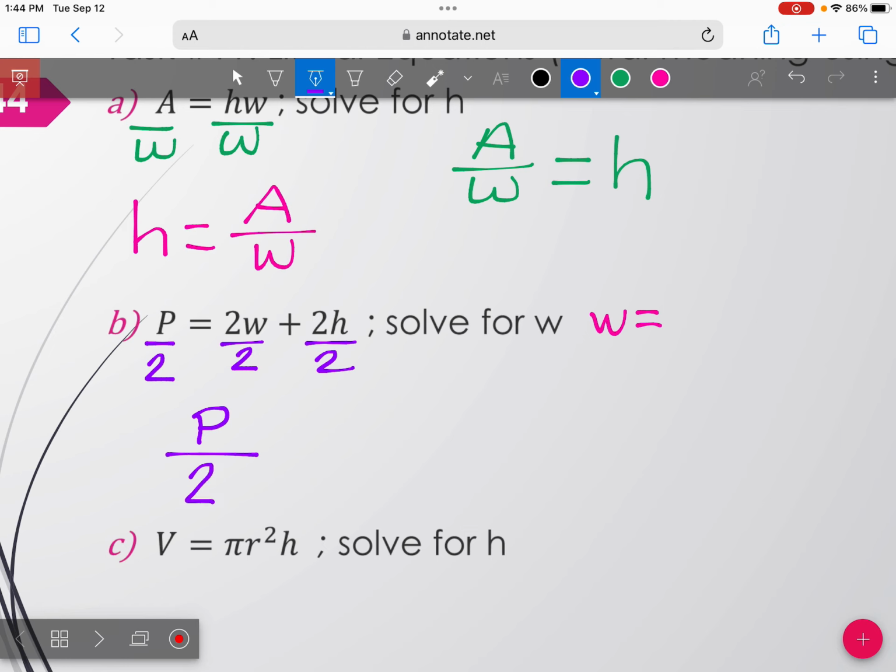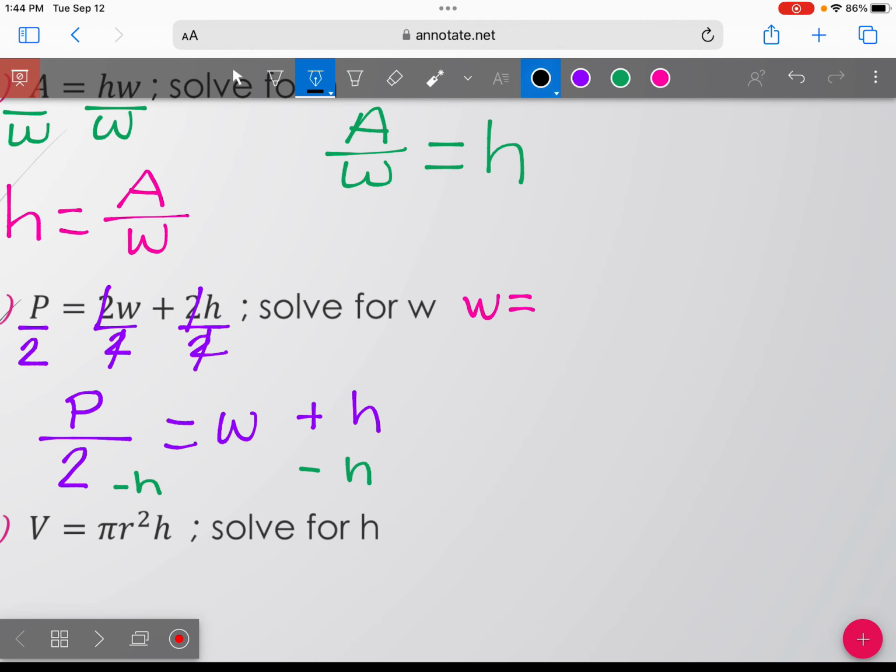So we have P over 2 equals this 2 and that 2 cancels, W. This 2 and that 2 cancels, plus H. How do I get W by itself? Subtract H. Okay? So we get, ooh, that's not a P. There we go. I'm good at writing. P over 2 minus H equals W.